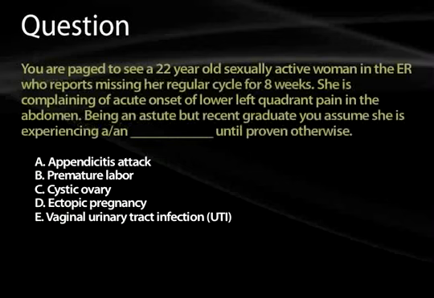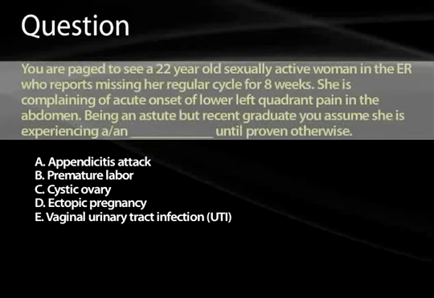Let's get started. You're paged to see a 22-year-old sexually active woman in the ER who reports missing her regular cycle for the last 8 weeks. She's complaining of acute onset of lower left quadrant pain in the abdomen, and being an astute and recent graduate, you assume she is experiencing what until proven otherwise? Think about your answer, and we'll come back with this in a second.